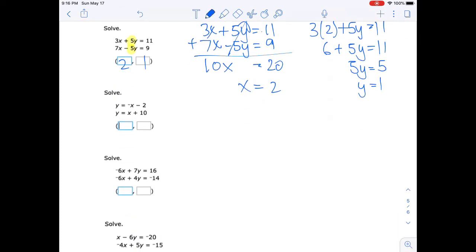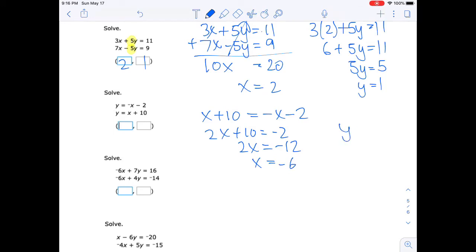In this next one, they both say y equals. So I can just substitute x plus 10 in for y. I'm going to add x, subtract 10, divide by 2. Now I'm going to substitute that into my top equation. And I get 6 minus 2 is 4. It's -6, 4.